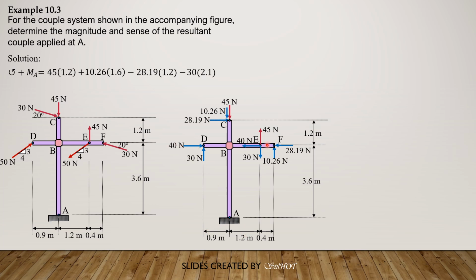These 240 Newton forces are collinear in action, therefore they are just in equilibrium. So this is the net moment, or the resultant moment about A. And it is negative, meaning our assumption that the resultant moment is counterclockwise is wrong. So let's correct it. Moment about A is 26.41 Newton meter and it is clockwise.